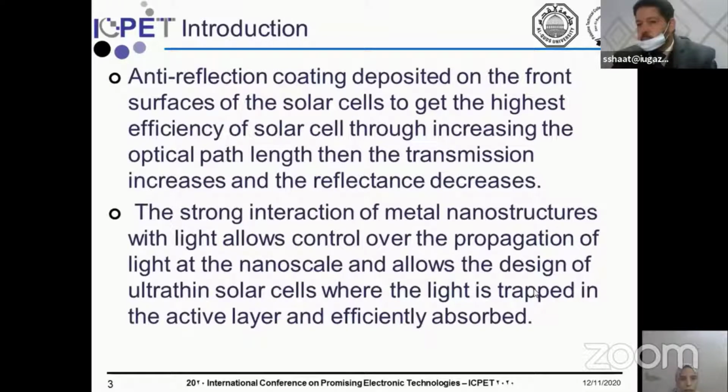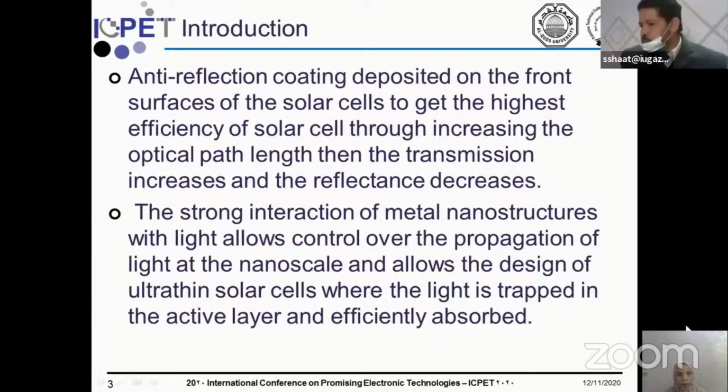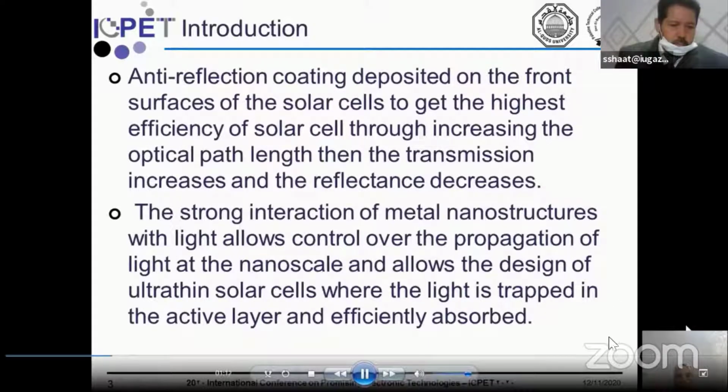Anti-reflection coating is deposited on the front surface of the solar cell to get the highest efficiency of solar cell by increasing the optical path length, then increasing the transmission. The strong interaction of metal nanostructure with light allows control over the propagation of light at nanoscale. That allows us to design ultra-thin solar cell where the light is trapped in the active layer and efficiently absorbed.